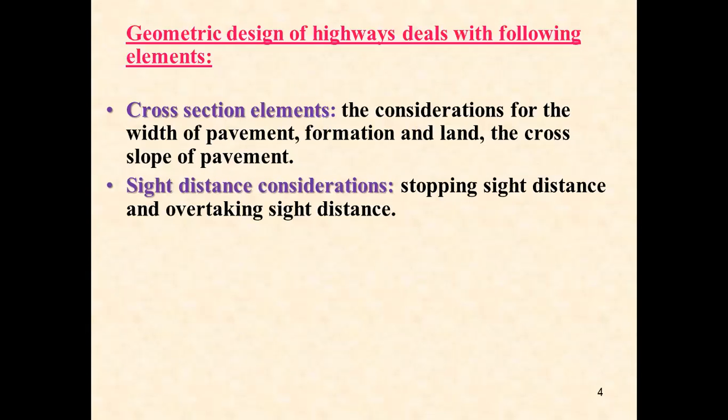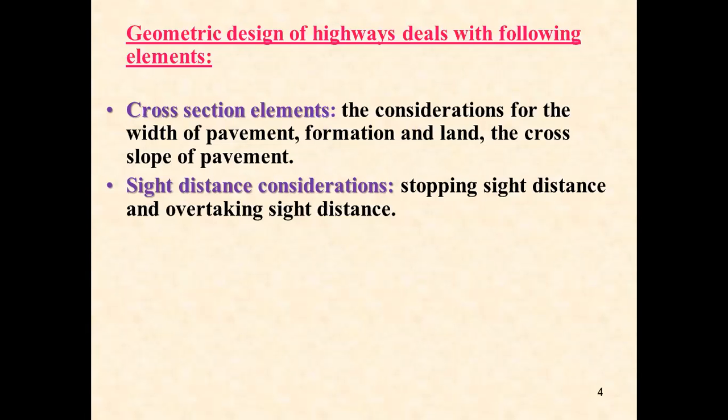Then sight distance considerations. Here the sight distance is the distance visible ahead to the driver to stop the vehicle without any collision, and that is called the stopping sight distance. It is needed to stop the vehicle at any instant of time, when an object suddenly comes across. So we call that the stopping sight distance.